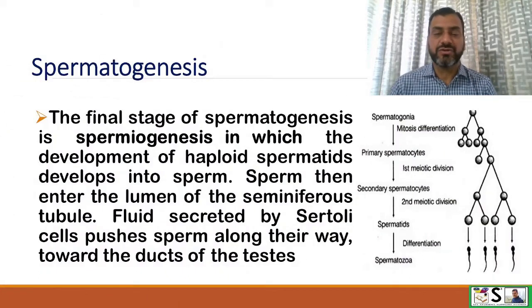The final stage of spermatogenesis is spermiogenesis, in which haploid spermatids develop into sperm. The sperm then enter the lumen of the seminiferous tubule. Fluid secreted by Sertoli cells pushes sperm along their way towards the ducts of the testes, and maturation of sperm continues.